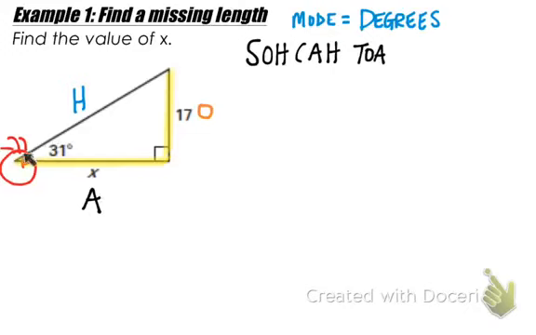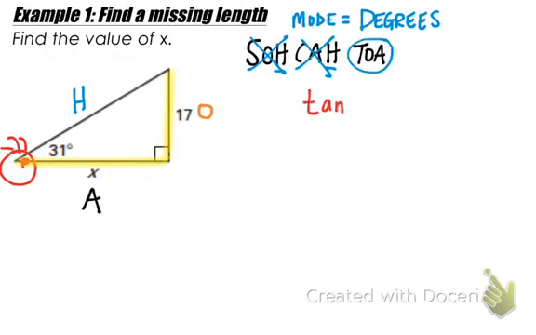So because we know nothing about the hypotenuse, other than the fact that it's the hypotenuse, we go to SOHCAHTOA and decide which trig function we have to use. Because we know nothing about the hypotenuse, we cannot use sine or cosine for our trig ratio. So we're going to have to use TOA.